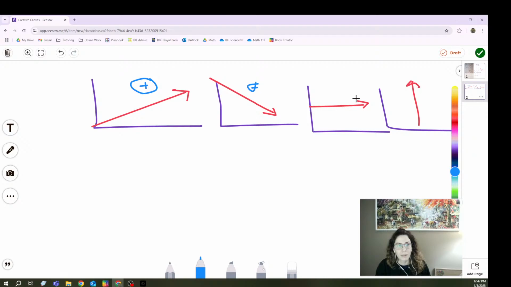If I was going from, let's look at this one, this point to this point, I have a rise, I have a run. Going from a point here to a point here, I have a rise, I have a run. Do I have a rise going from one point to the next one? Am I going up or down as a rise? No, my rise is 0. What is my run?